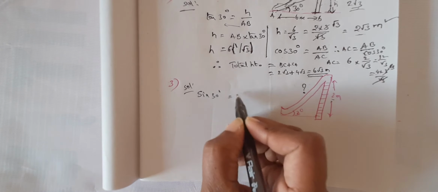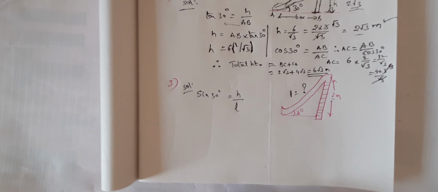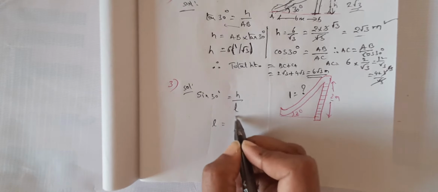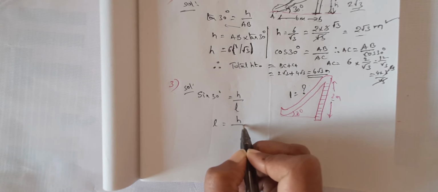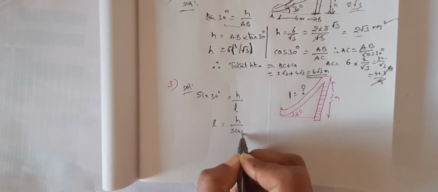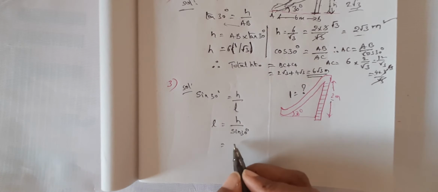Sine 30 degrees is equal to height by length. Let us suppose that L is the length of the slide. So now L is equal to H by sine 30. So what is height given to be?